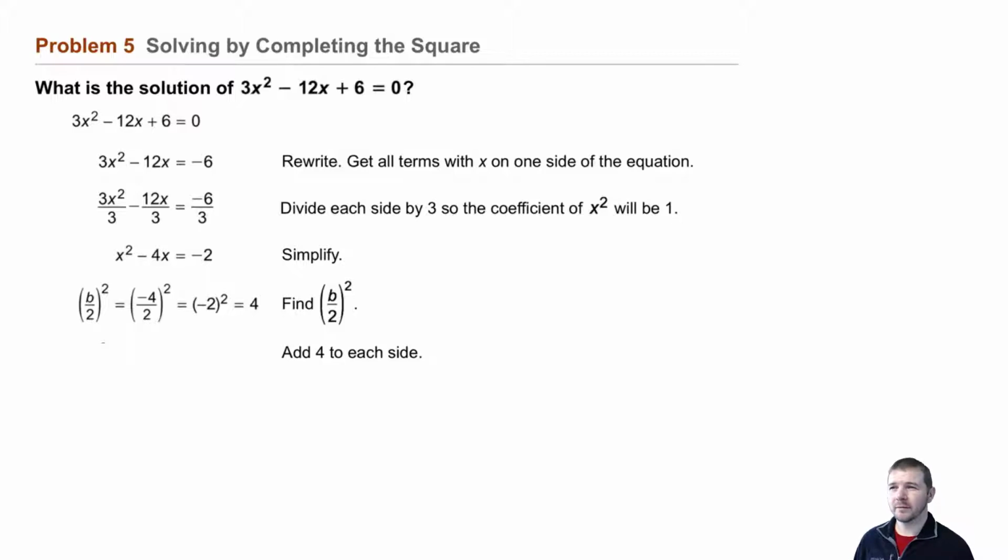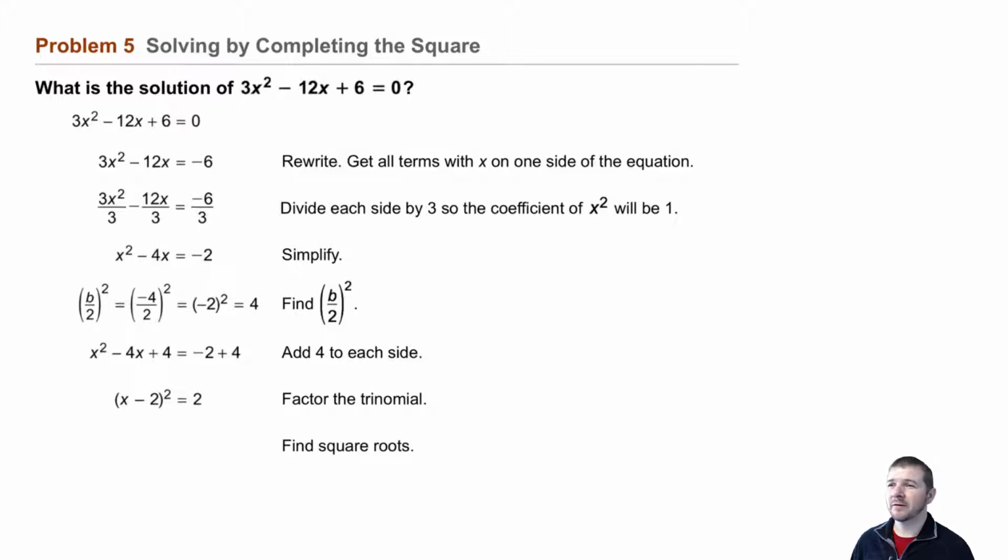We'll add 4, but not just to the left-hand side of the equation. We must also add it to the right-hand side of the equation. We complete the square on the left, forming a perfect square trinomial, and on the right, we're adding a constant to another constant, so those terms combine, and we can factor the trinomial on the left as (x minus 2), the binomial, squared, equals, on the right, 2.